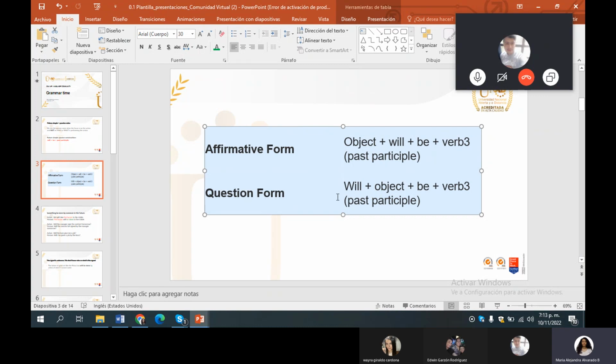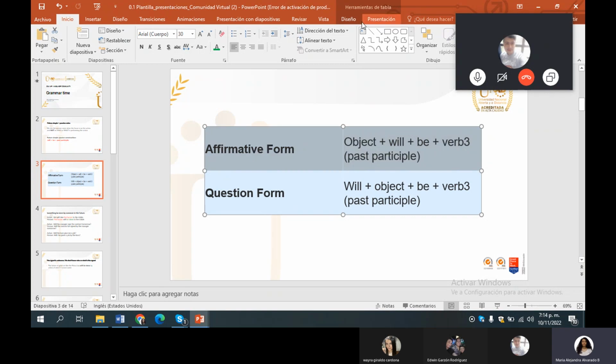What will happen with the question? In a question, the first thing that you are going to put is the auxiliary, in this case, will, then the object. After that, we are going to put be, and finally, we are going to put the verb in past participle. I forgot to put the negative, but basically the negative is like the affirmative.